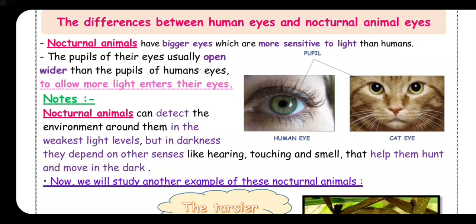But we need perfect vision in bright light. Nocturnal animals can know the environment around them in the weakest light levels, in dark light. But in total darkness, they depend on other senses, like hearing, touching, and smell, that help them hunt and move in the dark. So all of us can't see in total darkness, Junior 4.